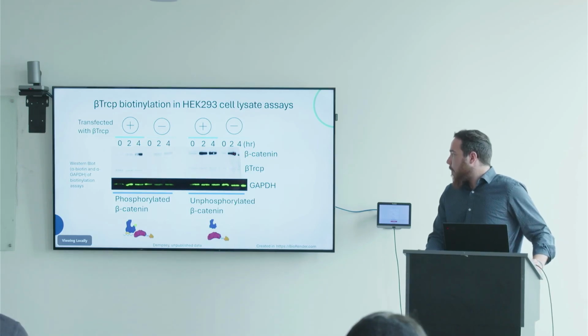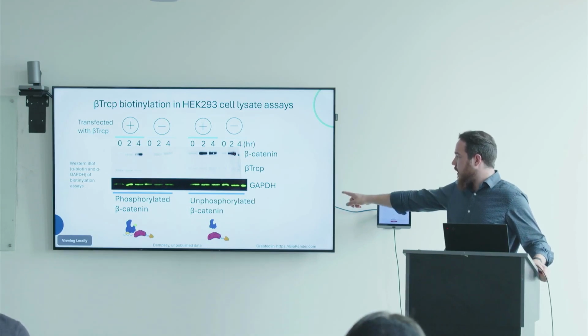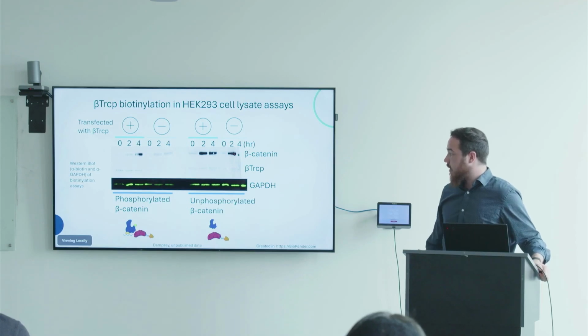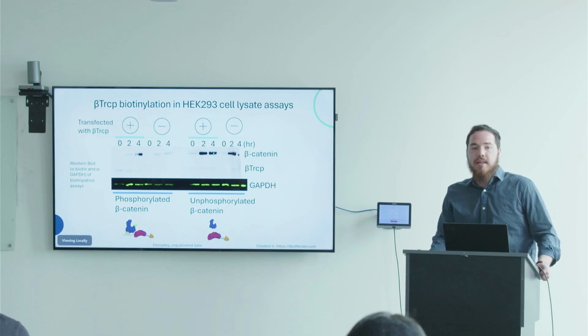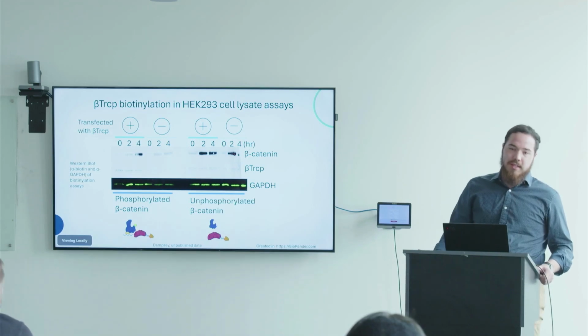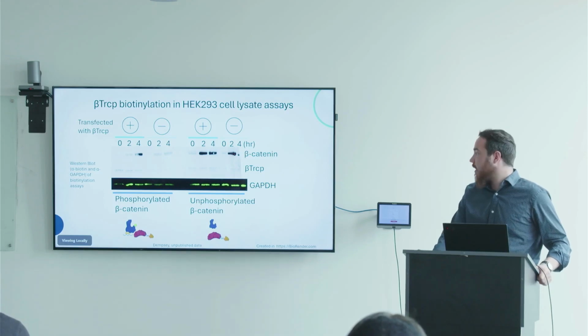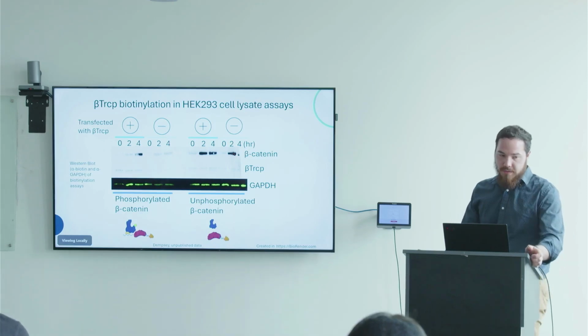One thing that I'll note is that if you look at our unphosphorylated β-Catenin, time 0 in the control, you can see it most clearly there. There is some autobiotinylation at time 0, which would indicate that our quenching wasn't necessarily sufficient to properly prevent any biotinylation. So there's likely some level of background biotinylation that we might be detecting as well.